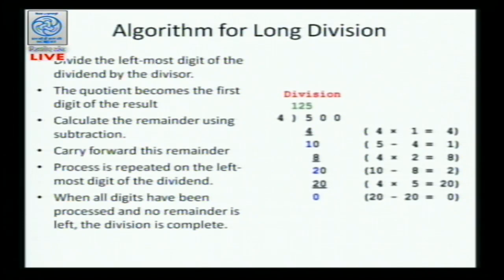We are given a bigger number and a smaller number, and we try to divide the bigger number by the smaller number, right. I am not going to explain the steps which we know, like we take one number and try to divide it, then we find the remainder, then we bring down the next digit, then we divide it and all those things, right.